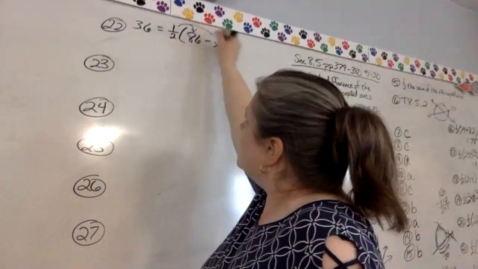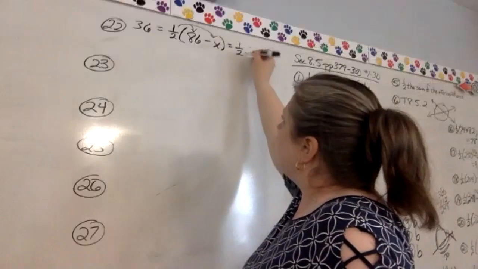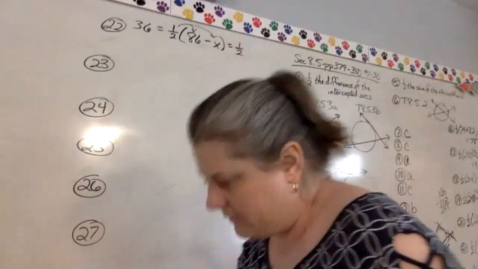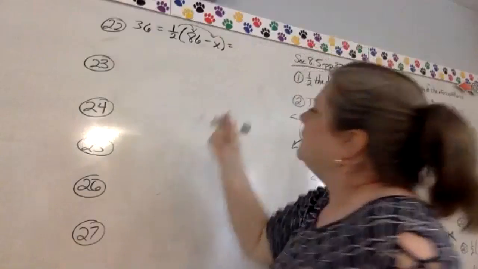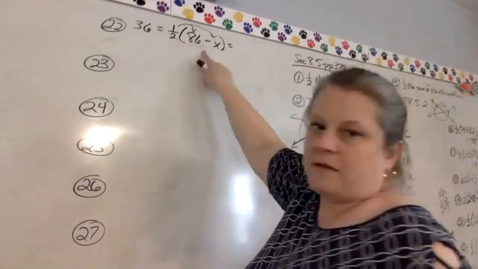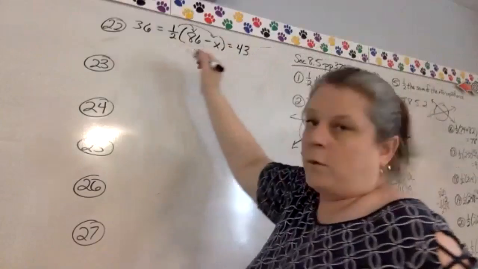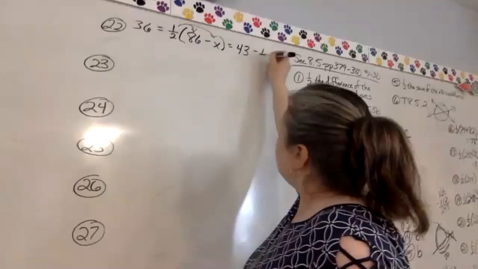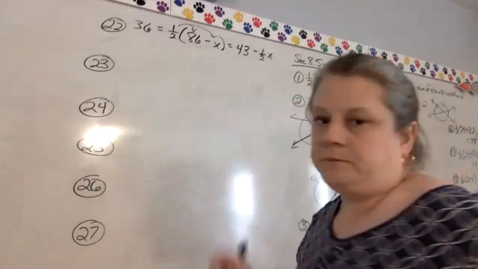Distributive property. So half of 86 is 43, and then I would have minus a half x. That's just for me multiplying that part.